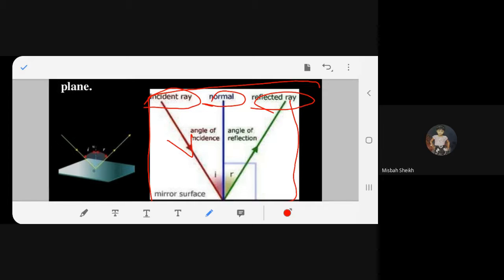The first law is angle I is equal to angle R. The second is the incident ray, the reflected ray, and the normal lie on the same plane. Is it clear?